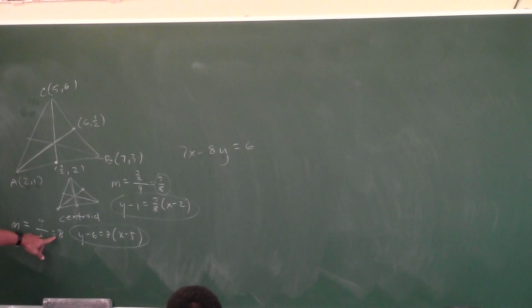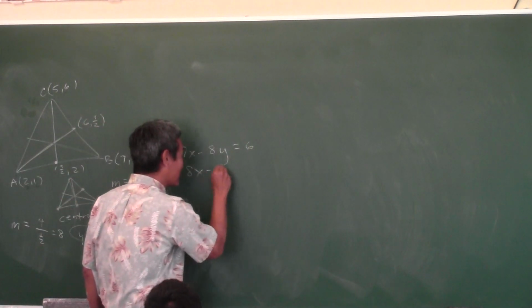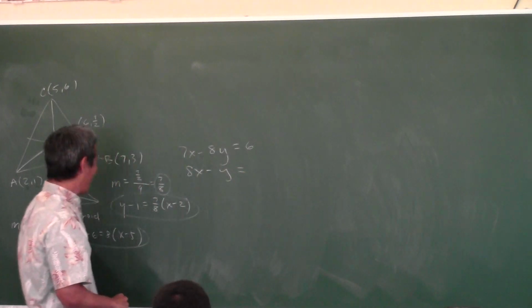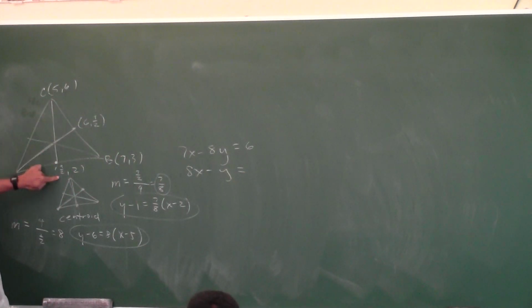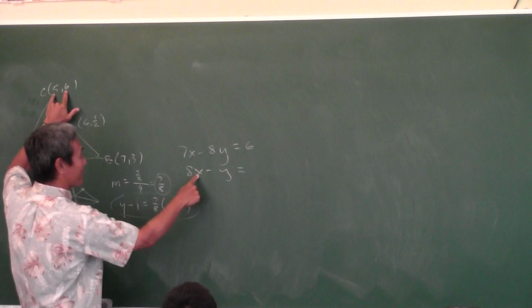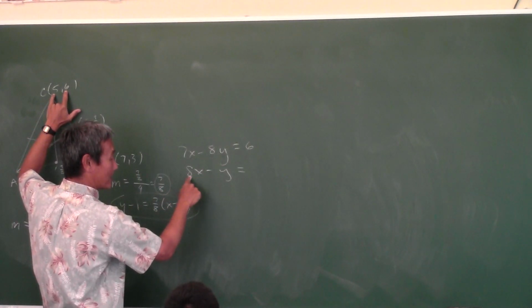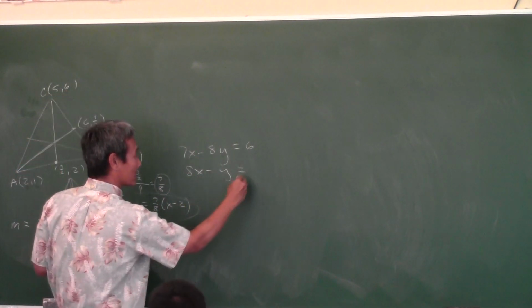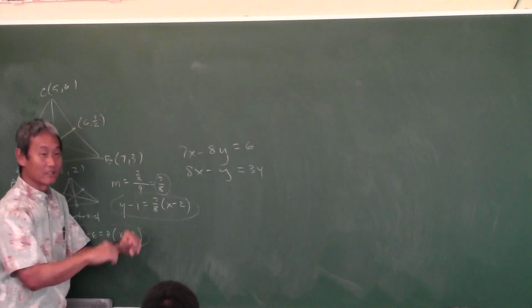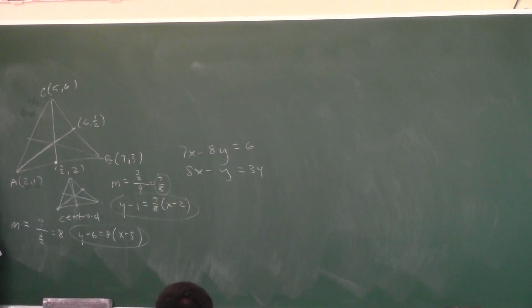Okay, let's do this other one. The slope is 8. What do I write? 8x minus 1y equals. And then which point do you want to use? The nice one, of course, right? So plug in 5 and 6. 8 times 5, 40 minus 6 is 34. There's the 2 lines.